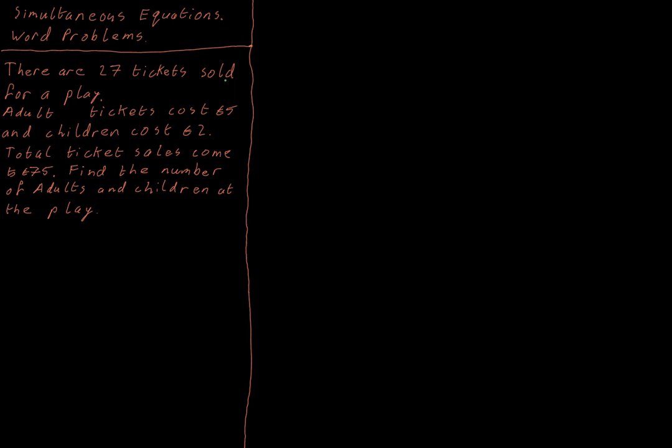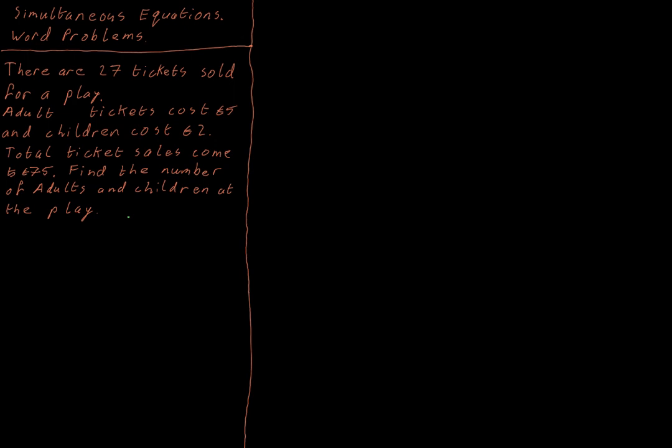There are 27 tickets sold for a play. Adult tickets cost €5 and children cost €2. Total ticket sales come to €75. Find the number of adults and children at the play. So what we have to do in this situation is try and see what equations we know. What stories can we tell based on what we've been told?